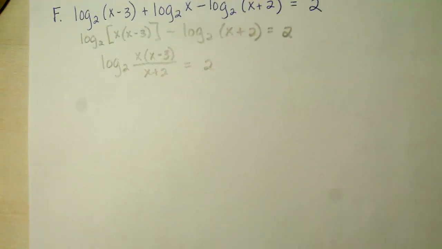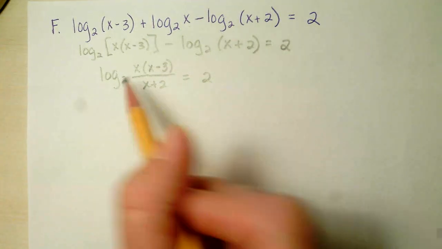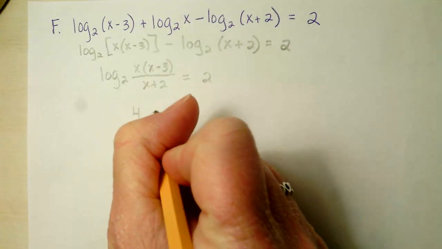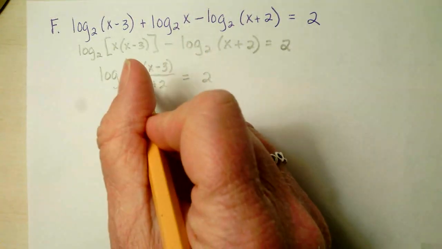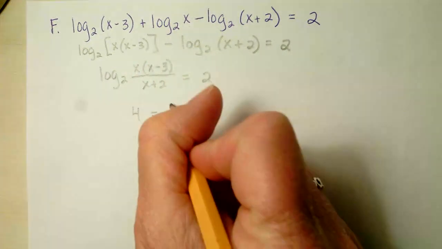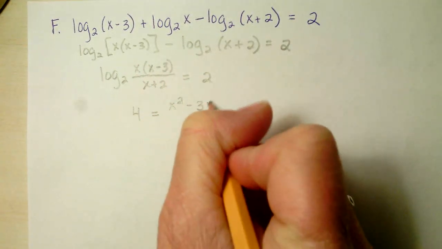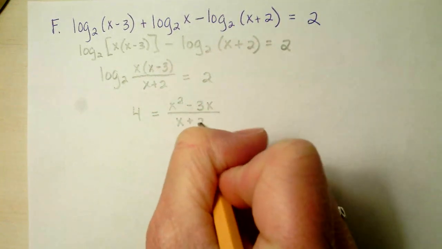So next, we are just going to use the definition of a logarithm. 2 to the 2, I'm going to simplify that as 4 is equal to, I'm going to simplify here as well. x times x is x squared minus 3x over x plus 2.